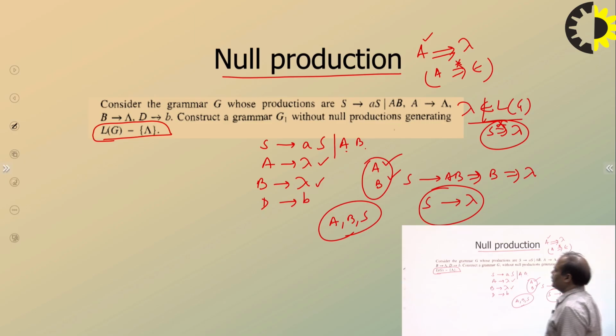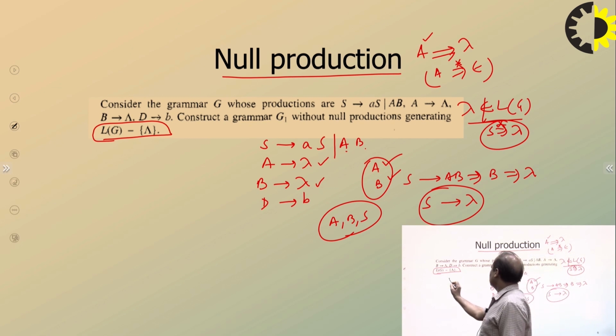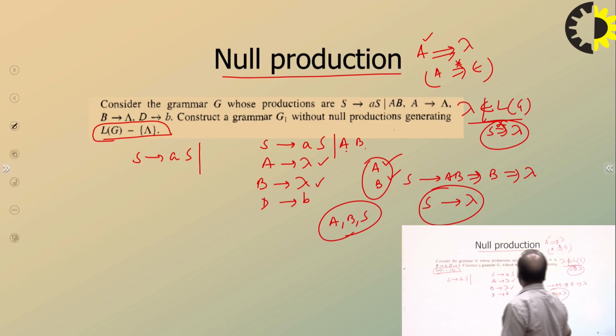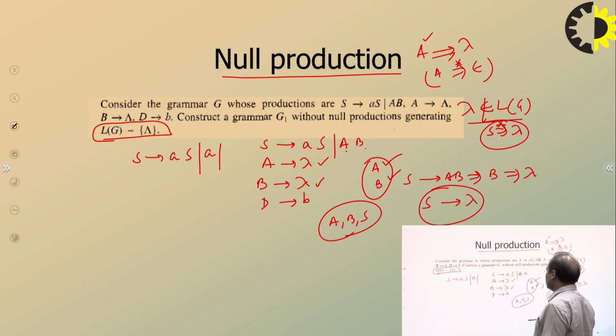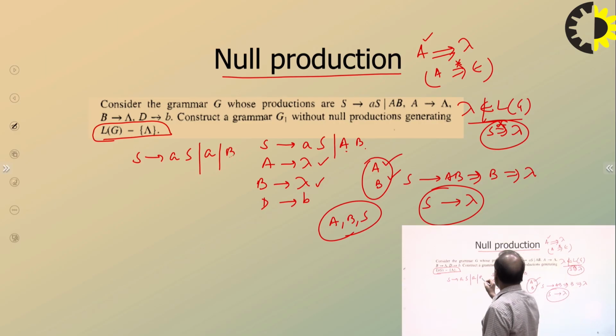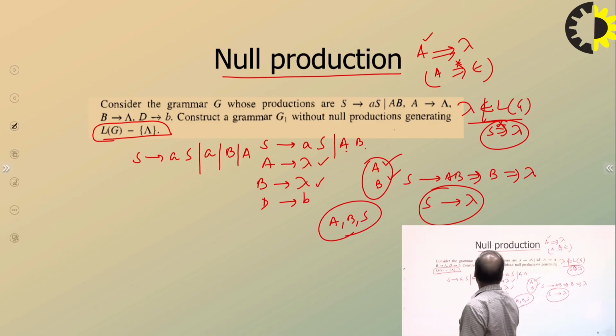So since we are interested in L(G) minus lambda, S goes to lambda can be eliminated. So what is the production rule? You see now S goes to AS, okay, this will remain. And since S is in the lambda production, replace S by lambda, you will get A. Clear? Yes. And A is lambda, so you will get B. And similarly, B is lambda, you will get A. Both are lambda, so you are not going to include S goes to lambda. Clear? Yes. And this is deleted.